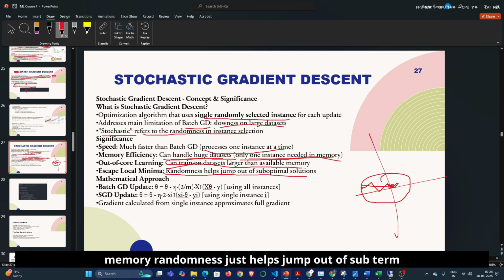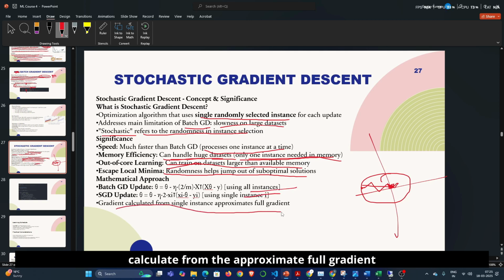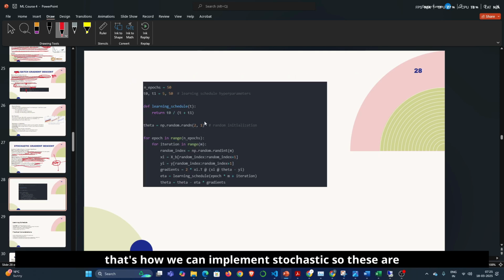Randomness helps jump out of suboptimal solutions, which I have told you here. Batch gradient descent uses the full dataset, while stochastic uses a single instance. The gradient calculated is an approximation of the full gradient. That's how we can implement stochastic.